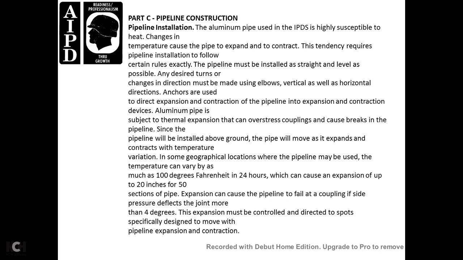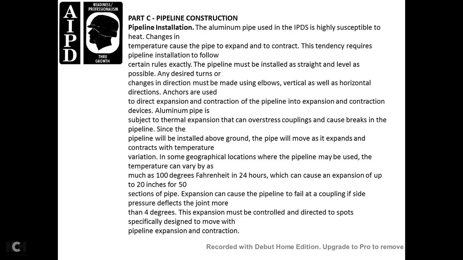Part C is pipeline construction. Pipeline installation. Aluminum pipeline is used in the inland petroleum dispensing system. It is susceptible to heat change, and the temperature causes the pipe to expand and contract. This requires the pipeline installation to follow certain rules. The pipeline must be installed as straight and level as possible. Turns to change direction must be made using elbows, in vertical as well as horizontal directions.